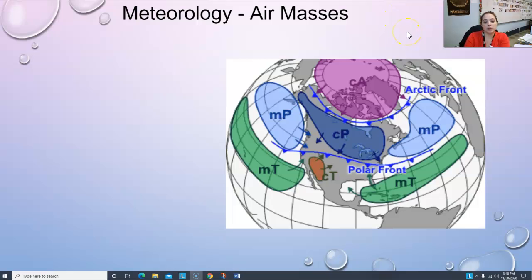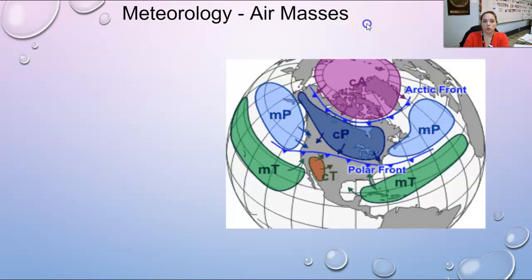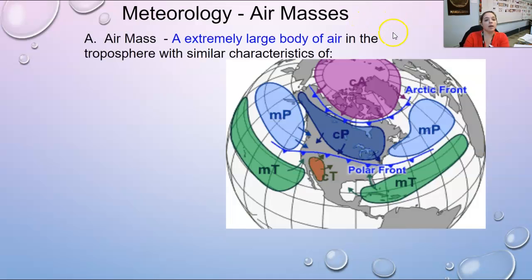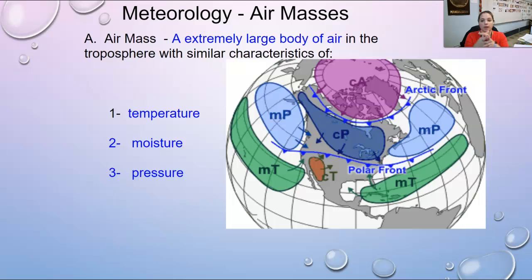So today we're going to be going over air masses. So what is an air mass? An air mass is an extremely large body of air in the troposphere with similar characteristics of temperature, moisture, and pressure. So they all combine together.